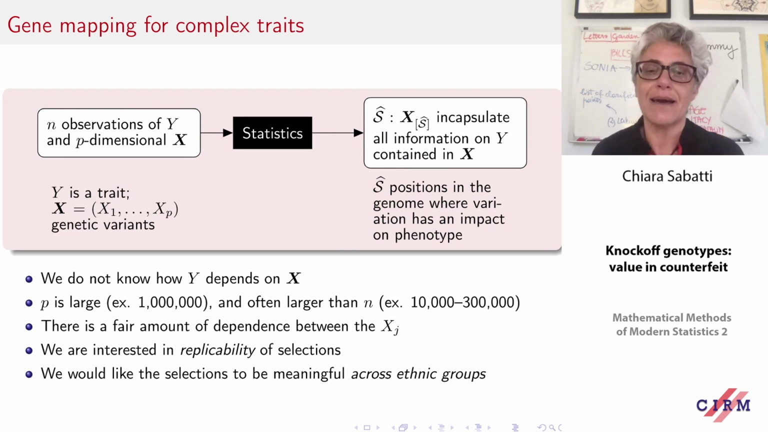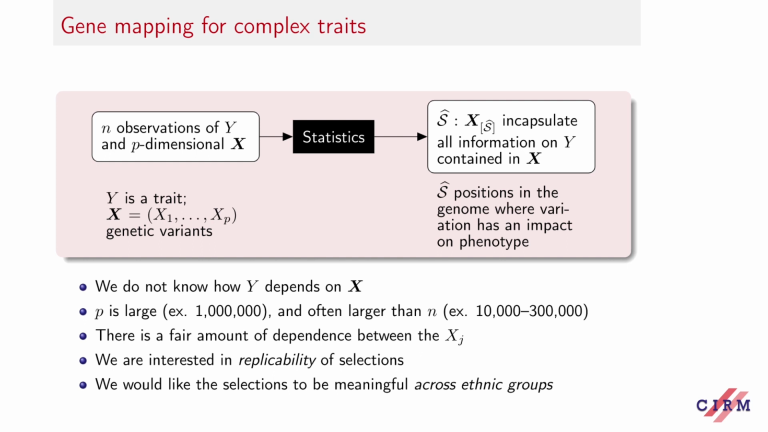So the topic I'll be dealing with is gene mapping for complex traits. What is the typical setting? We have n observations on a phenotype Y and on a p-dimensional genotype X. Just to get a sense of dimension, P, the number of possible explanatory variables that are genetic variants, is large, 1 million. And n is nowadays not small, but typically smaller than P: 10,000, in some cases 300,000 or so in large biobank data sets.